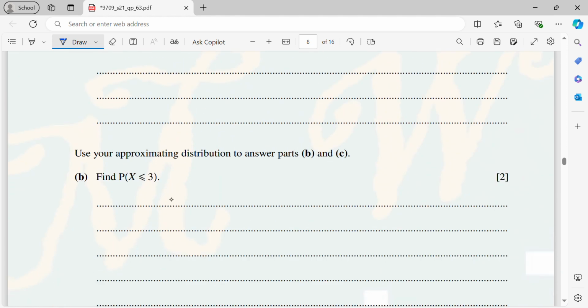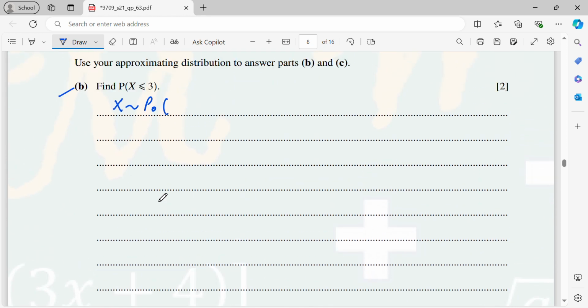Now use your approximating distribution to answer parts B and C. B, find P(X less than or equal to 3). Okay, so now your X is Poisson distributed. The mean is 2.5. Now for your information, initially it was binomial. So binomial is a discrete random variable, and the Poisson is also discrete. Therefore, here we do not need to consider the continuity correction factor, right? So just directly calculate using the Poisson formula. So X less than or equal to 3, it will be P(X = 0) until 3.